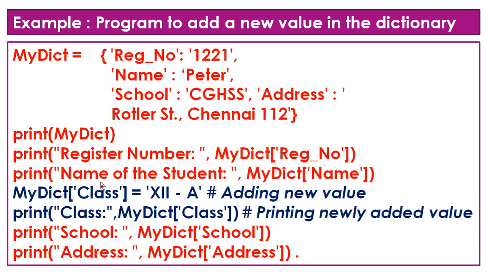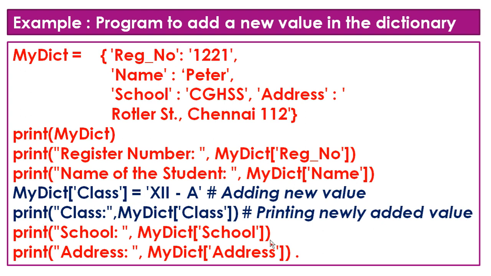Here we print the register number, and here we print the name by using mydict of name. In this statement, we are adding a new value to the dictionary by giving the name of the dictionary, mydict. Here class is the new key, equal to 12a. So class colon 12a is added as the last element of the mydict after the address. It is added or appended to the mydict.